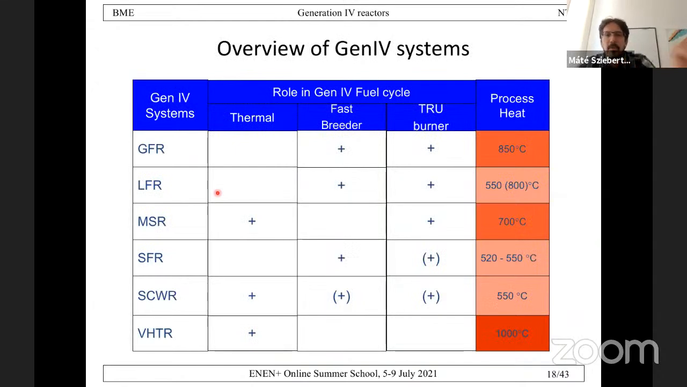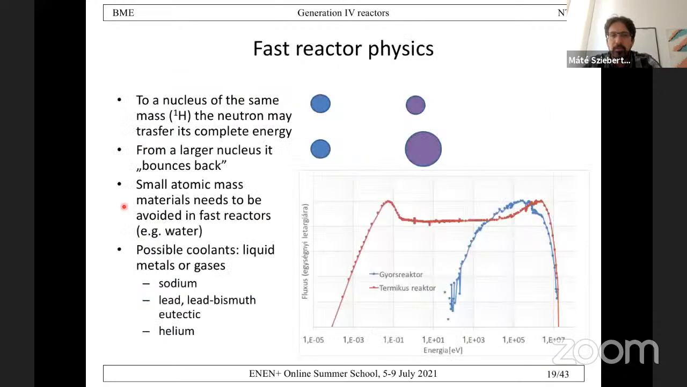As a quick overview table, so what is the role? As you can see, there are three fast reactors, which can be either fast breeder or transuranium burner, so for transmutation purposes. And the others are rather thermal designs. And you can see here also the temperature, so like the gas-cooled fast reactor, the molten salt reactor, and what we call the very high temperature reactor, which is a thermal reactor, are especially designed for very high temperatures, but even in the others, you have higher temperatures than in our conventional reactors.